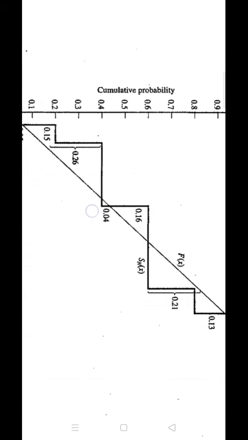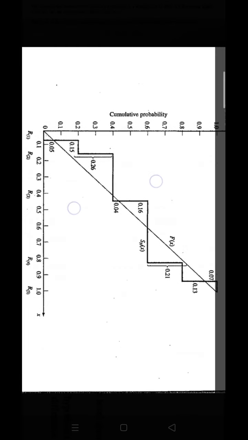The critical value of D, as per the question, is given with alpha value 0.05. Please refer to the question by watching the previous video. So here is the comparison chart for f of x and Sn of x, the theoretical one as well as the practically obtained one. The cumulative probability between 0 to 1 is given.